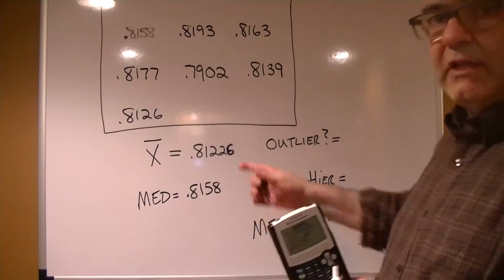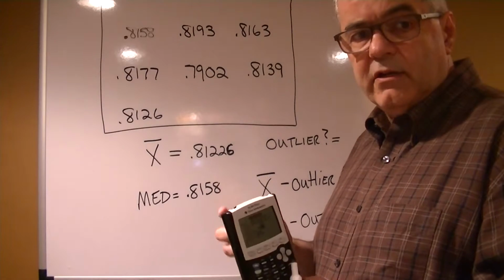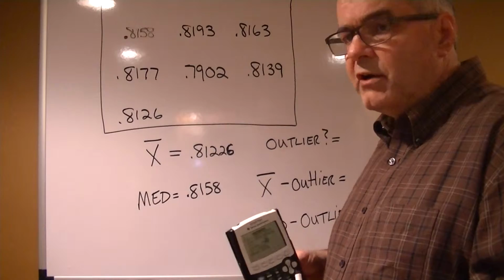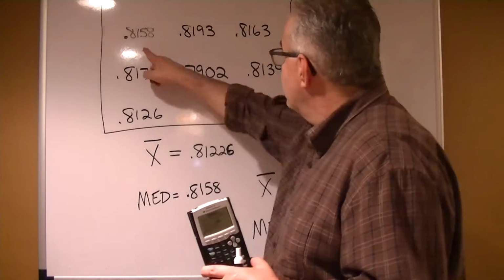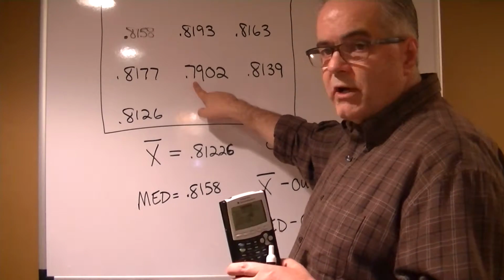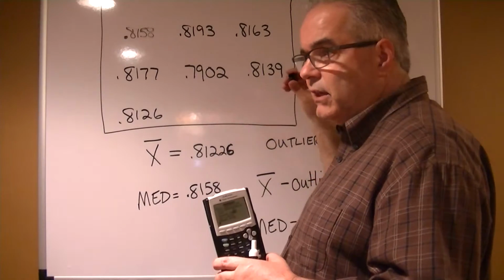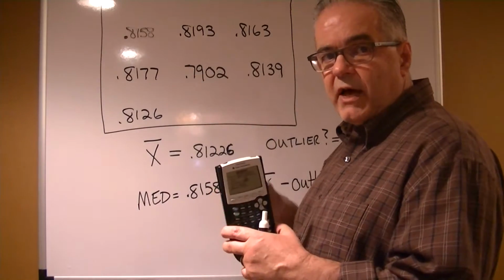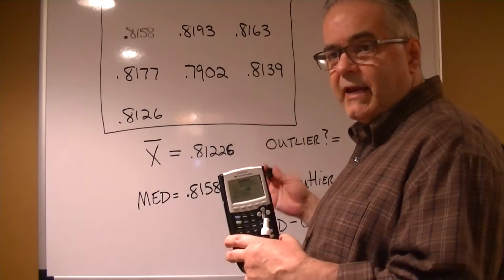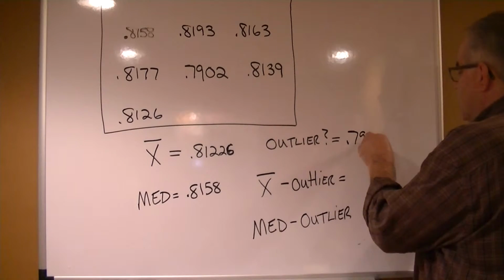Which of these numbers is the outlier? What do you think? Cans of soda, that weight isn't going to vary much, it's pretty tight. How much over or under can it be? You can see all these are 0.81s. So this 0.79 would be considered an outlier because that's a lot less than the other ones when you think of the weight in a can of soda. So this 0.7902 would be the outlier.